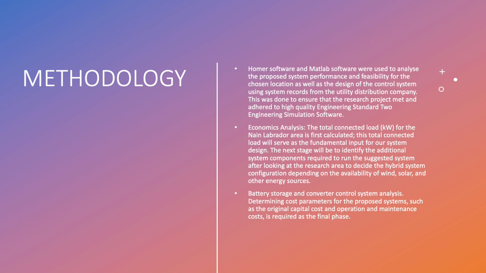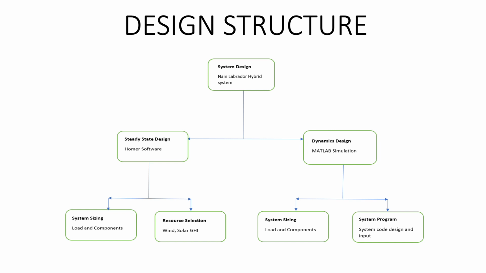For the economic analysis, the total connected load for the Nain, Labrador area is first calculated. This total load will serve as the fundamental input for our system. The next stage is to identify the additional system components required to run the suggested system, after looking at the research area to decide the hybrid system configuration depending on availability of wind, solar and other energy sources. Then we move on to the battery storage and converter control system. Determining the cost parameters for the proposed system, such as original cost, operation and maintenance, and replacement cost, is required for the final analysis. I then move on to the design structure.